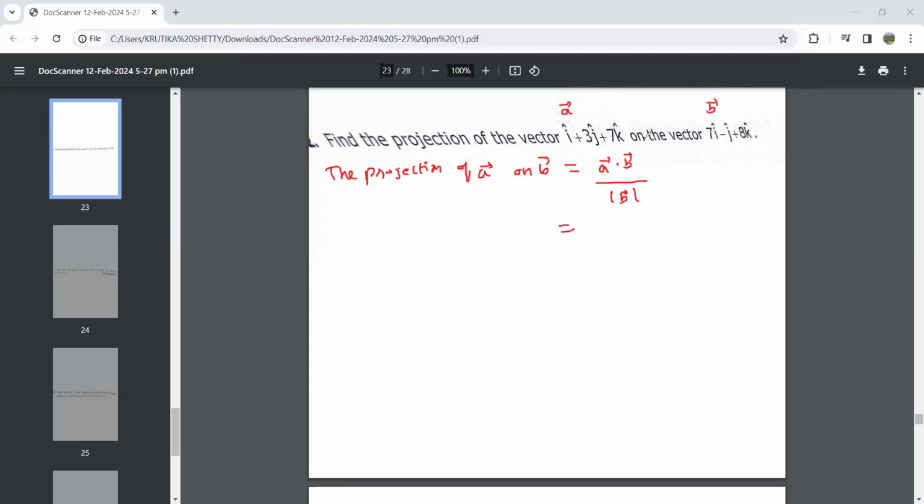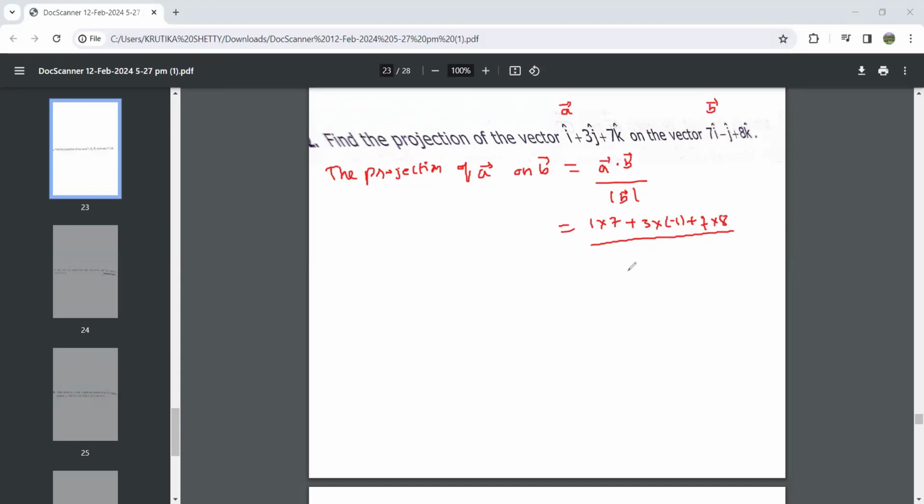So using this we will simplify it. Directly a dot b will be 1 into 7, plus 3 into minus 1, plus 7 into 8, whole divided by mod of vector b. What will be the mod of vector b?